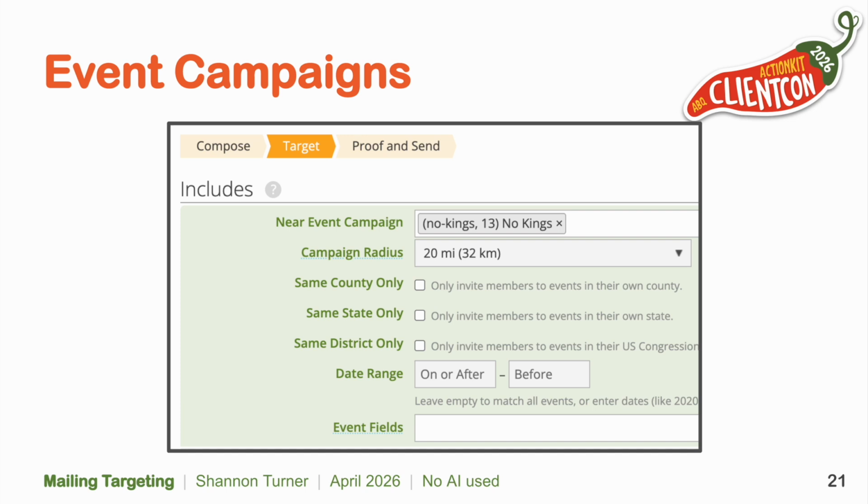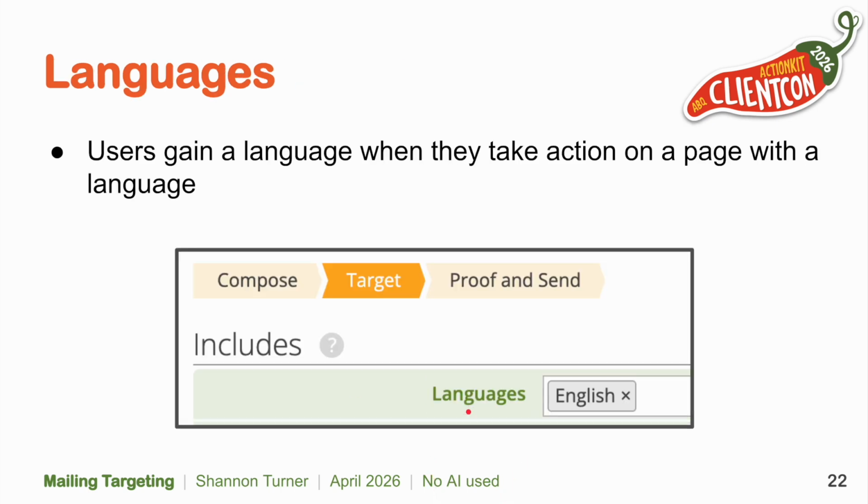Finally, event fields can be useful if you define them on your events themselves. This is a little bit more advanced, but here's an example. Maybe you created events with different types within the same campaign. So for example, this is a phone banking event, but we also have debate watch parties and we have canvassing and so on. And so you could set the action fields on each event and then match for those types here.